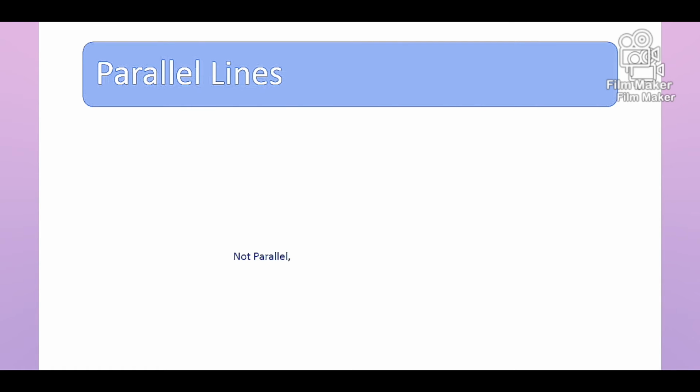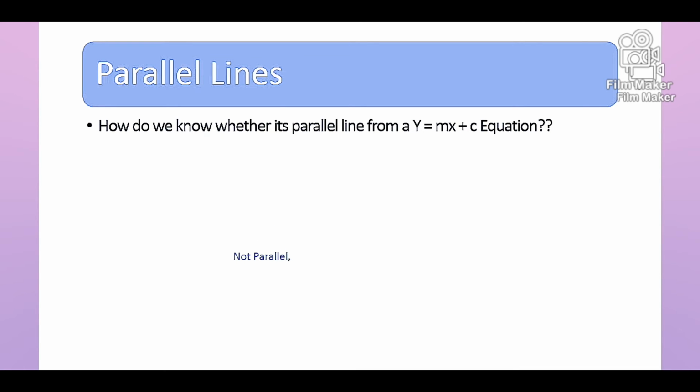Parallel lines. Okay, what does it mean by parallel lines? And how do we know whether it's a parallel line from a y equals mx plus c equation? Okay, we were given some equations here, as you see, y equals 2x plus 3 and so on. So there you can find the gradient. As you know, in y equals mx plus c, the number next to the x value is m. So m is the gradient, and the gradients are the same in the first three equations. In the last two equations, the gradients are not the same.